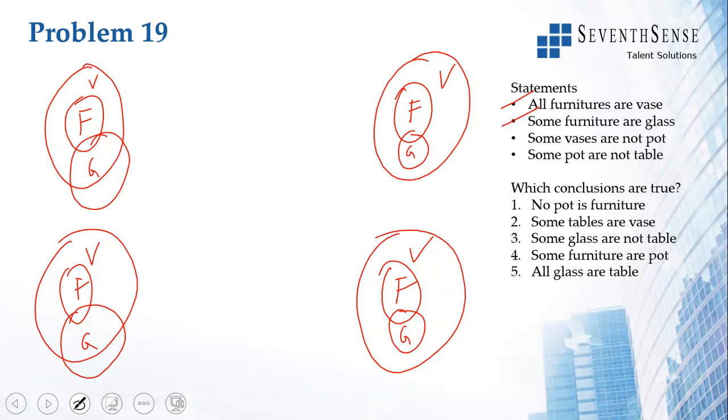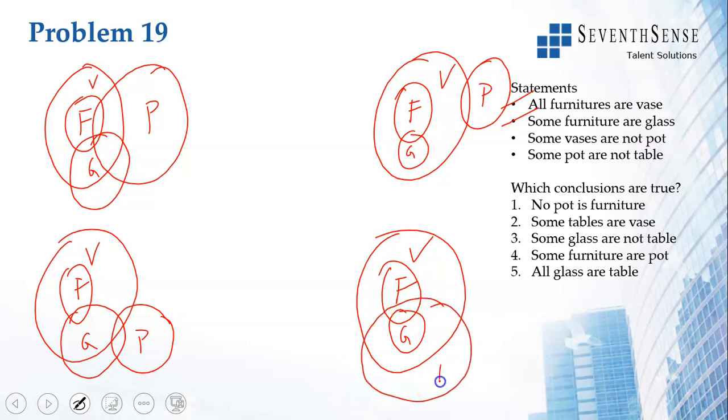Some vases are not pots. I can draw it this way. I can draw some vases are not pots like this. I can also draw some vases are not pots like this. And I can just draw this as some vases are not pots. Different ways. You just draw in all the ways. It should not contradict the statement.